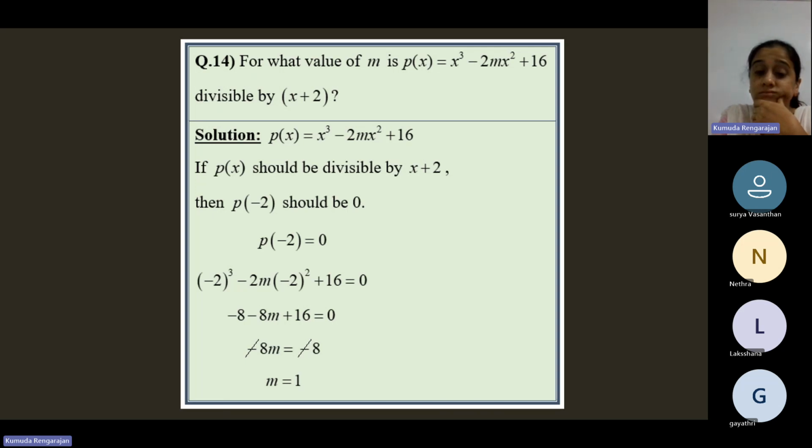Plus 16 is equal to 0. Like how come 16 is born in next steps? Yeah, that's because what's minus 8 plus 16? Plus 8. So plus 8, when you transpose, minus 8. So minus 18 plus 8 is equal to 0.